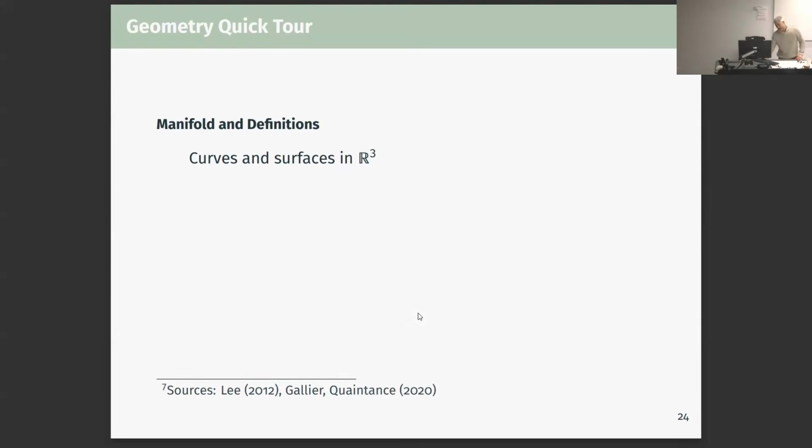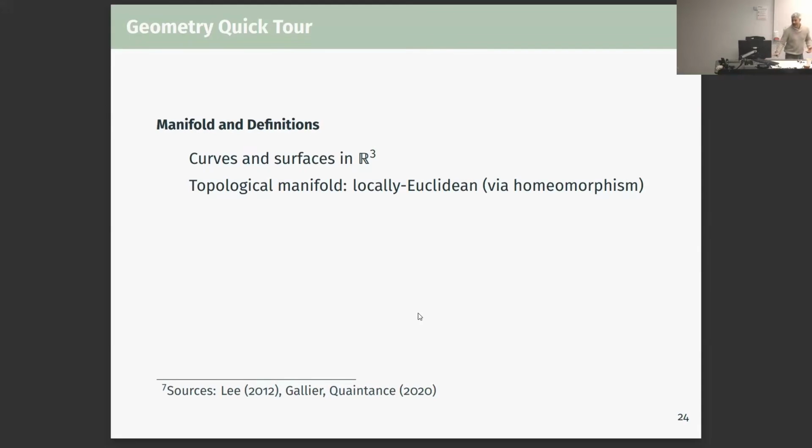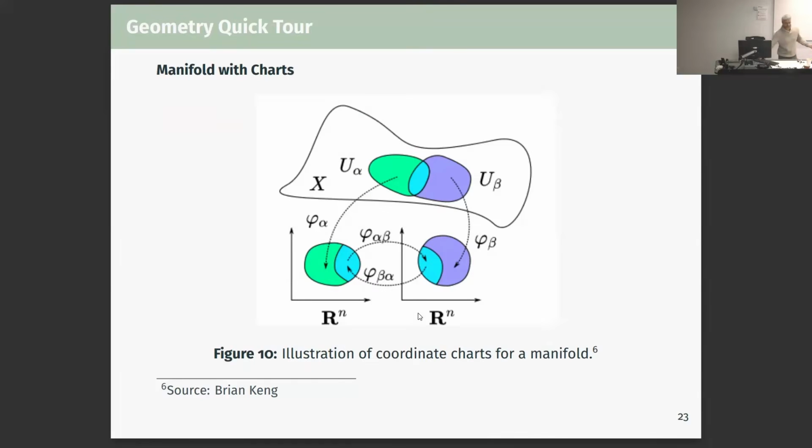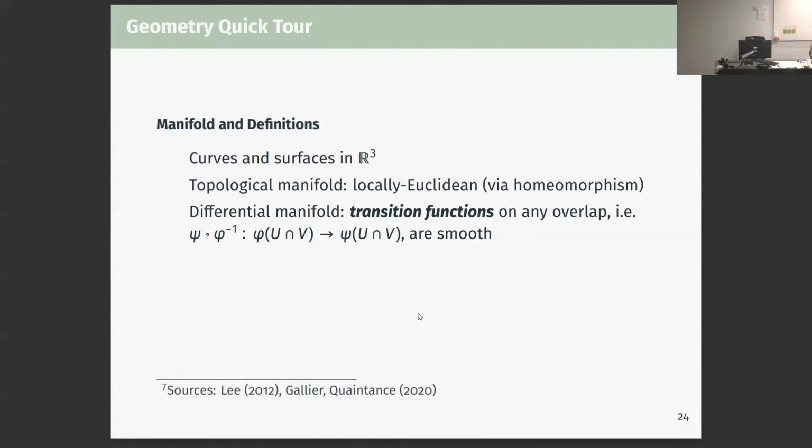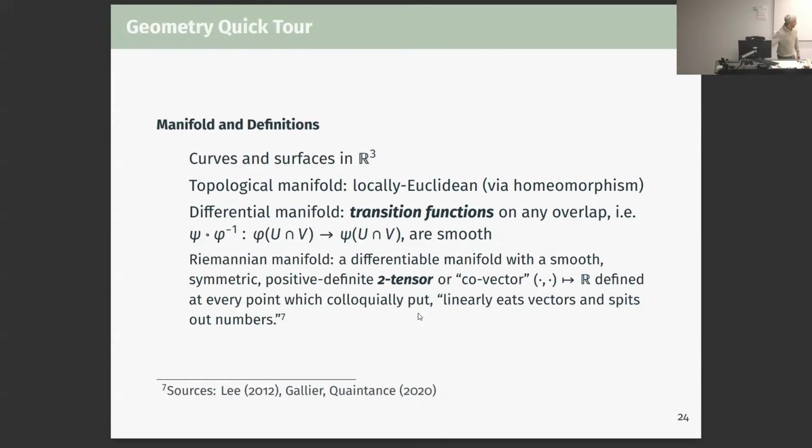So some definitions. We went from curves and surfaces, kind of classical differential geometry. Then we have a topological manifold, and that means that these maps are homeomorphisms. And then we add another condition, that these transition functions are basically smooth, that is, they're infinitely differentiable. So C infinity, as it's called. Then we upgrade our manifold from topological to a differential manifold or smooth manifold.